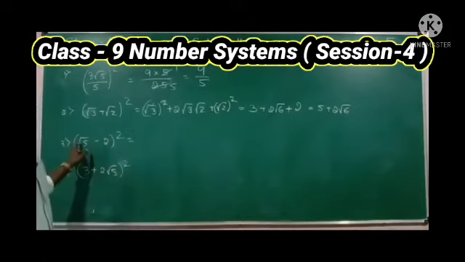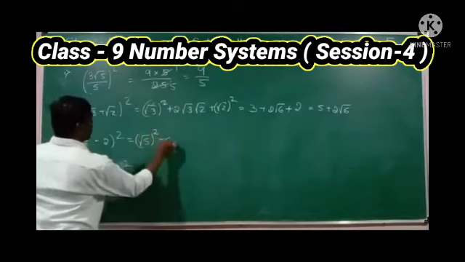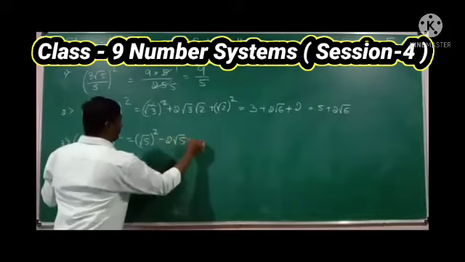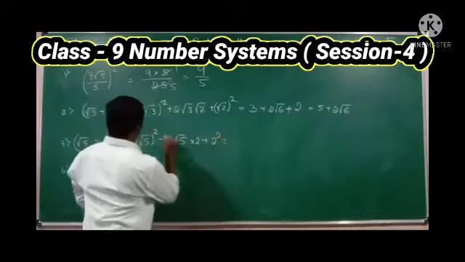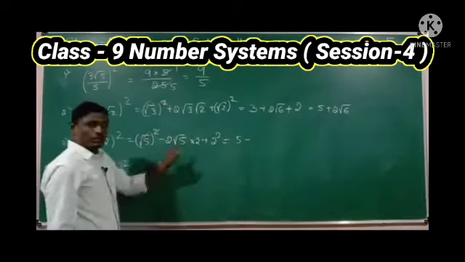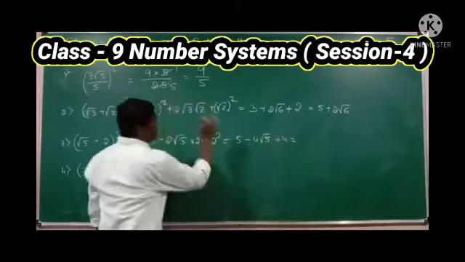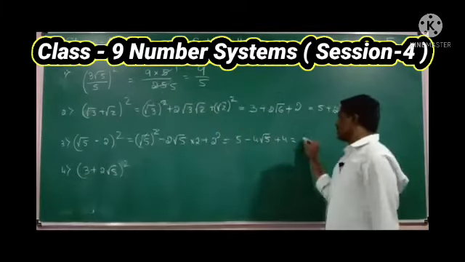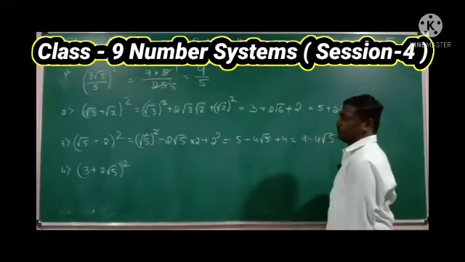Next one: root 5 minus 2. Root 5 minus 2 is in the form of a minus b whole square. So split the given number: root 5 whole square minus 2 into root 5 into 2 plus 2 square. Square and root get cancelled, remaining 5 minus 4 root 5 plus 4, since 2 square is 4. So what will you get as the final answer? 5 plus 4 is 9 minus 4 root 5.